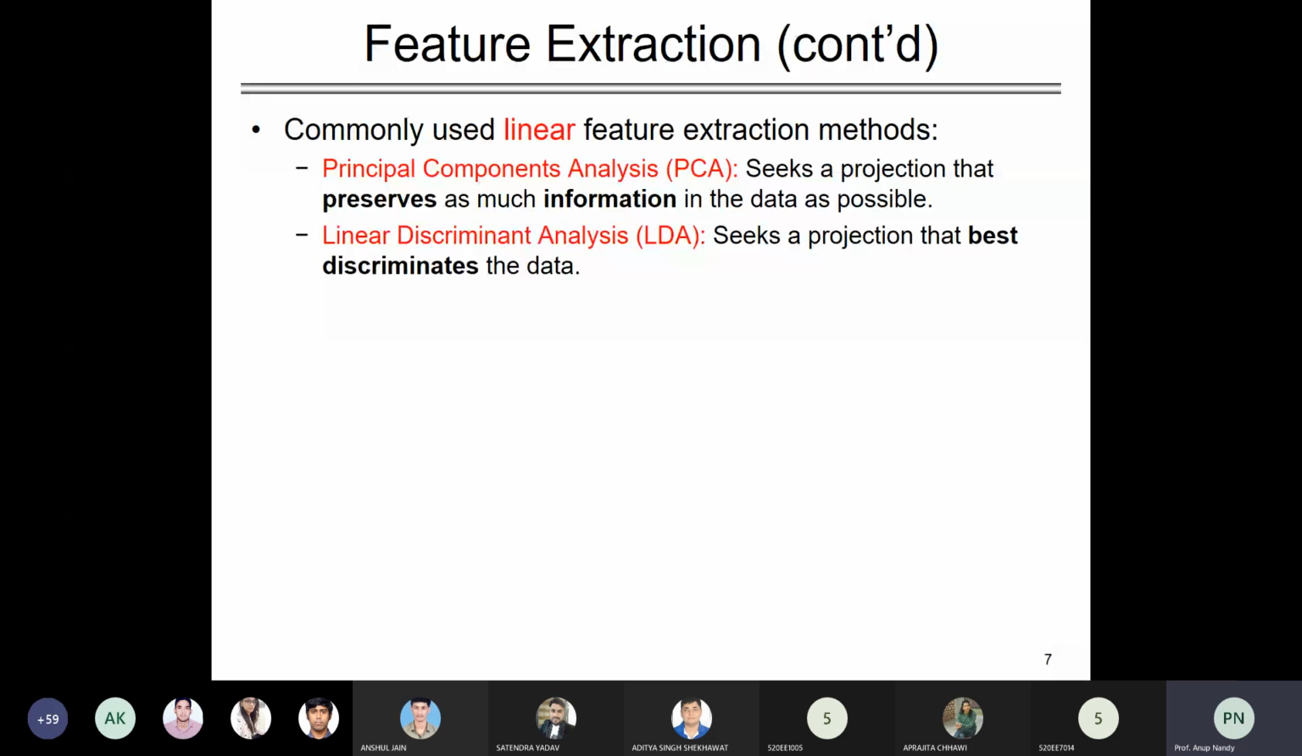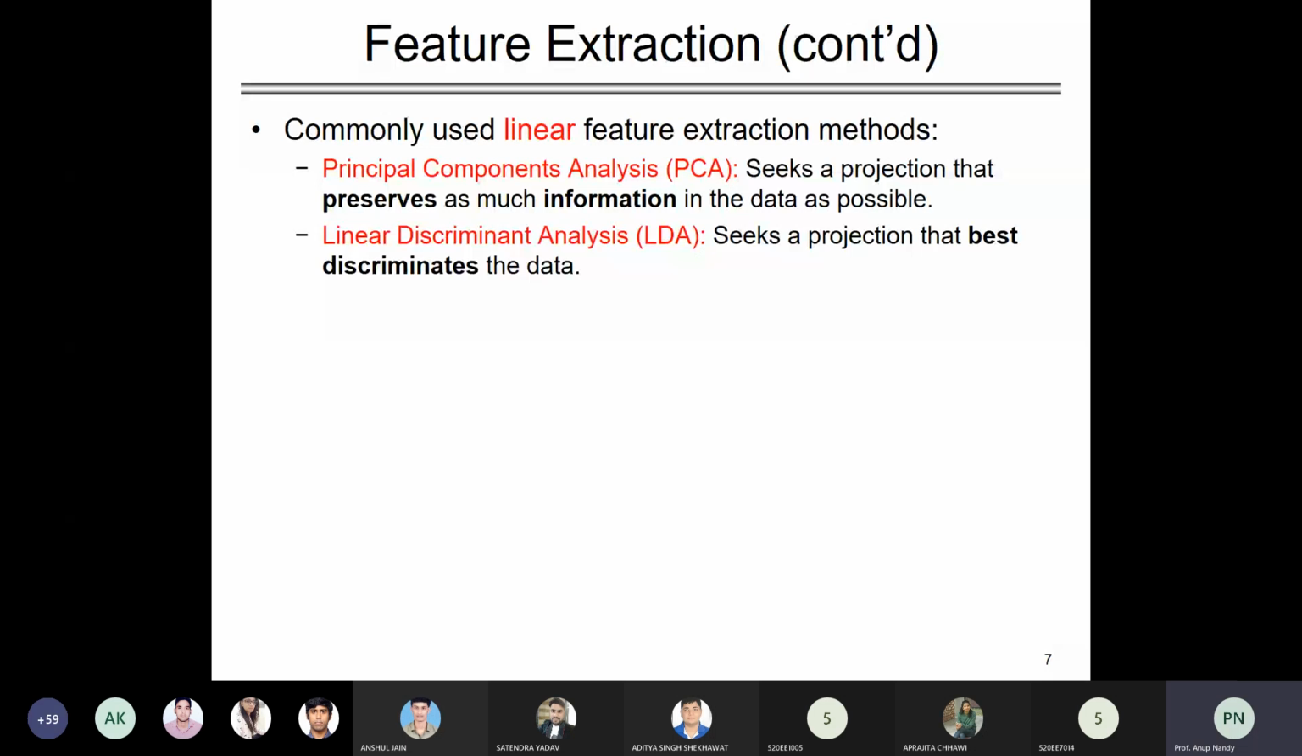Another important technique is called linear discriminant analysis, that you have already seen here. It deals with discriminatory information. The goal is to enhance the class discriminatory information in the lower dimensional space. Linear discriminant analysis also looks for projections that best discriminate the data. You need to understand the difference between PCA and LDA, although both are used as linear feature extraction methods.